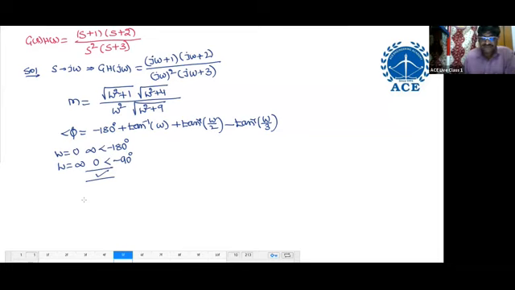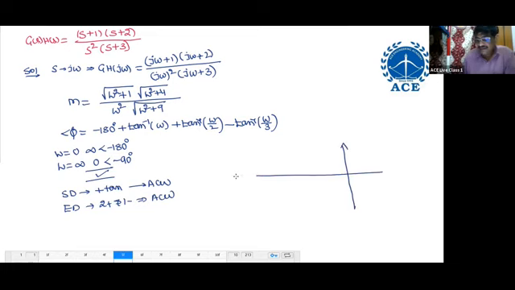Starting direction: positive tan, anti-clockwise. Ending direction also 2 positive and 1 negative, so that means anti-clockwise. Come on, draw the plot. Both are anti-clockwise, so no intersection point. If you want, you can find it in your own time.